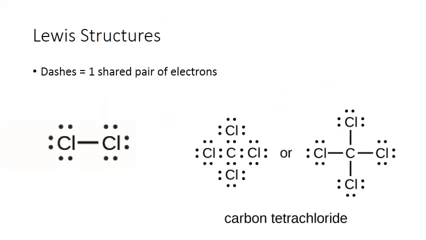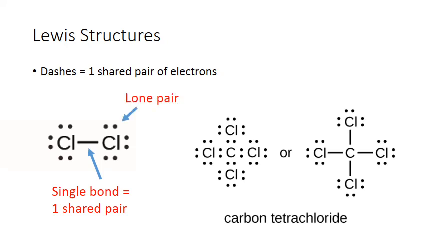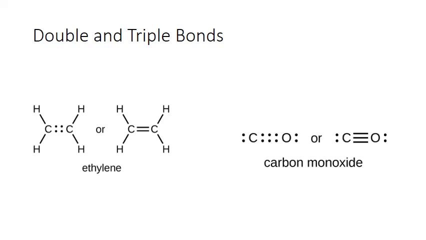To simplify drawing Lewis structures for covalent compounds, we often replace that shared pair of electrons with a dash. Unshared electrons are kept as dots in the Lewis structure and are called lone pairs. Two shared pairs between atoms is known as a double bond and represented by two dashes. Three shared pairs is known as a triple bond and represented by three dashes.